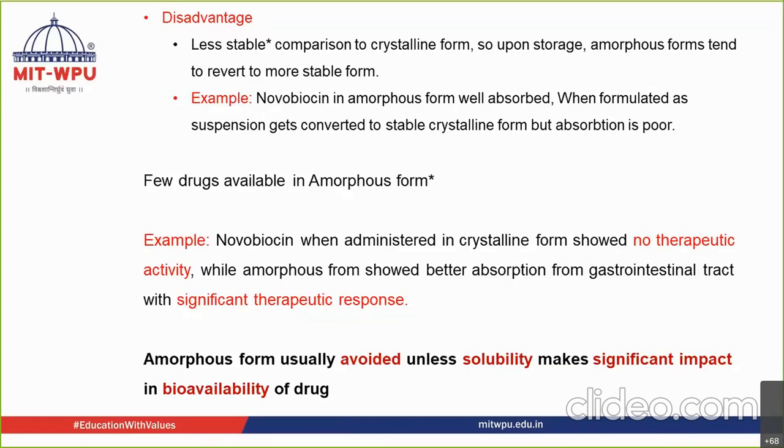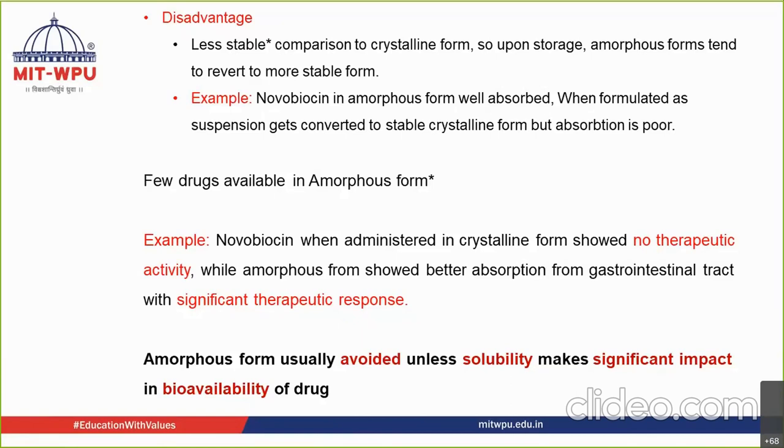Let us take another example, novobiocin, which is used in amorphous form. When it is administered in crystalline form, it does not show any therapeutic activity. Whereas if it is given in amorphous form, it is not only absorbed better from the gastrointestinal tract, but it also shows a very significant therapeutic response. That is the importance of how a substance should be taken. Novobiocin can never be given in a crystalline form.